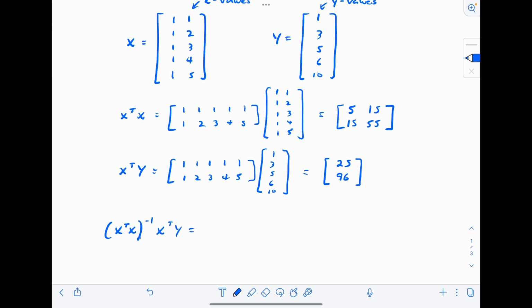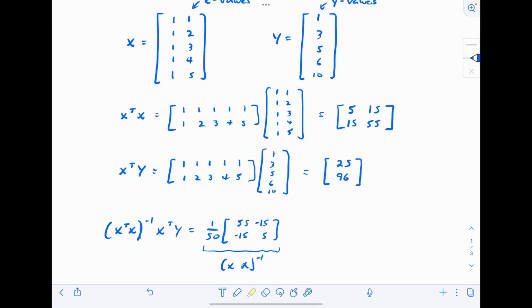So we've got this inner part, this matrix 5, 15, 15, 55. But we want the inverse of that, so we're going to flip that around: 55, 5, negative 15, negative 15. And then I just need that determinant, that number in front. If I multiply the diagonals and subtract, we've got 275 minus 225, which is 50. So we'll have 1 over 50 here. So this whole part represents x transpose x, inverse.